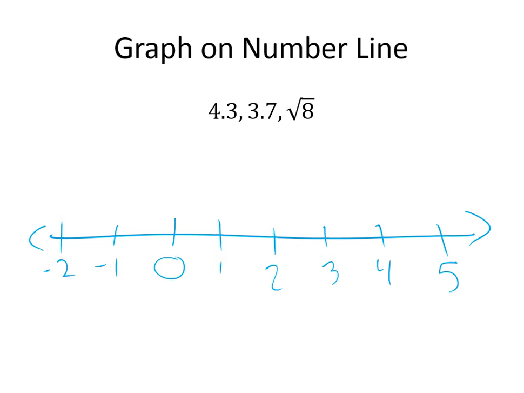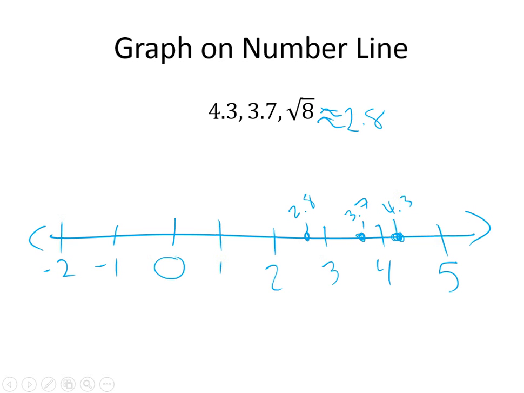Okay, 4.3 is going to be between 4 and 5. So you can put a little dot and say this is 4.3. 3.7 is closer to 0 than 4.3, and then root 8 is approximately about 2.8. So about 2.8, we're going to put another mark. And so that's doing your number line.